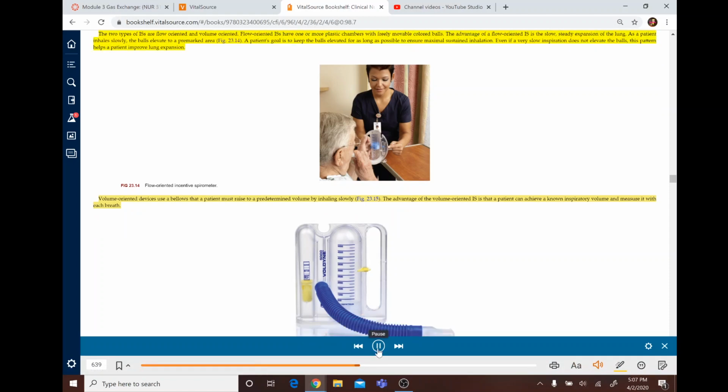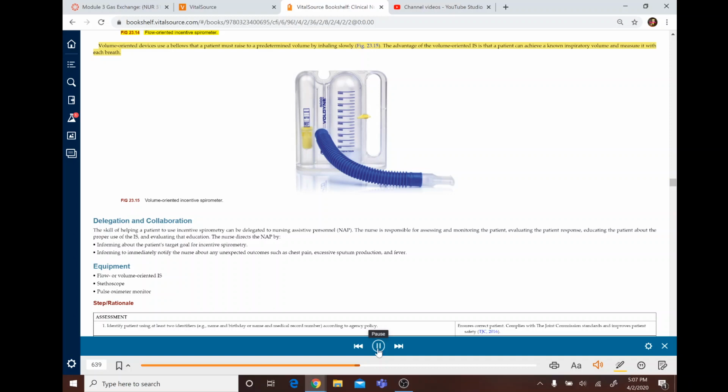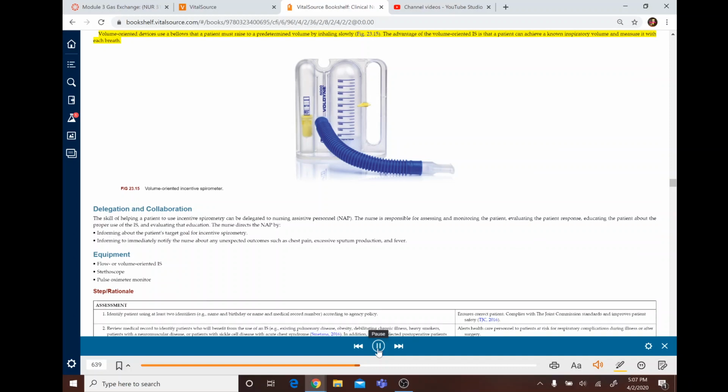The 2 types of ISs are flow-oriented and volume-oriented. Flow-oriented ISs have 1 or more plastic chambers with freely movable colored balls. The advantage of a flow-oriented IS is the slow, steady expansion of the lung. As a patient inhales slowly, the balls elevate to a premarked area, Fig 23.14. A patient's goal is to keep the balls elevated for as long as possible to ensure maximal sustained inhalation. Even if a very slow inspiration does not elevate the balls, this pattern helps a patient improve lung expansion. Fig 23.14 Flow-oriented incentive spirometer.